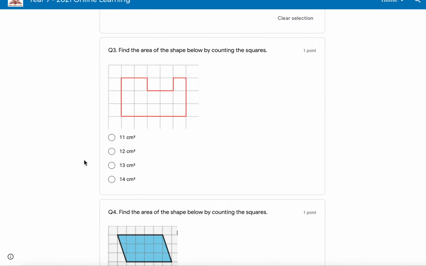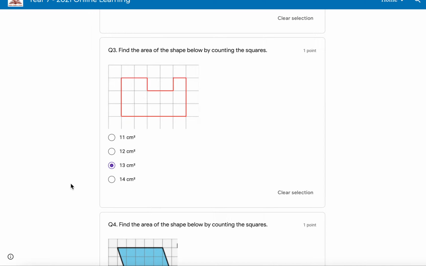Okay, find the area of the shape below by counting the squares. So this one, we could just say this is like a rectangle, but then we just need to subtract 2. So if we do 1, 2, 3, 4, 5 times 1, 2, 3, 5 times 3, we'll get the total area of this if it were a rectangle. So 5 times 3 is 15, but then we're not including these 2 squares, so we'll subtract 2. So 15 square centimetres minus 2 square centimetres gives you 13 square centimetres.